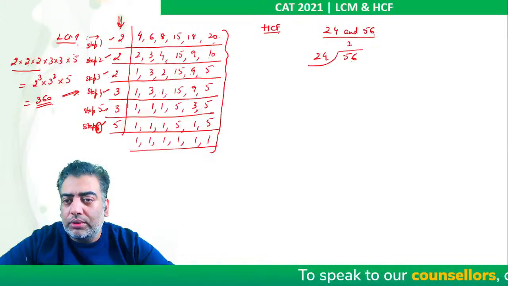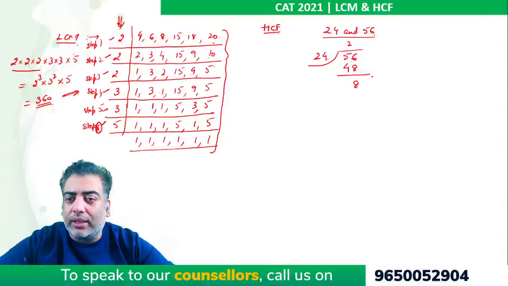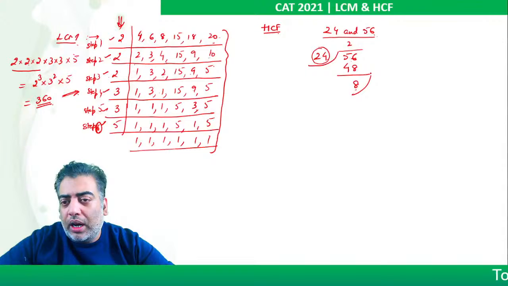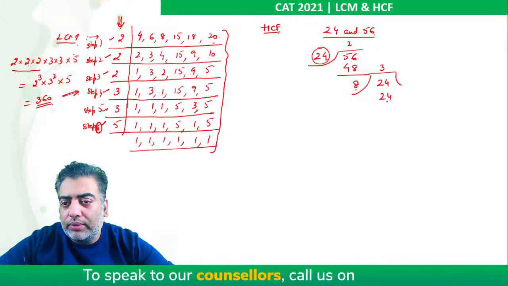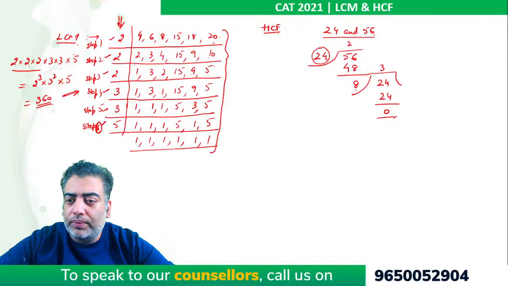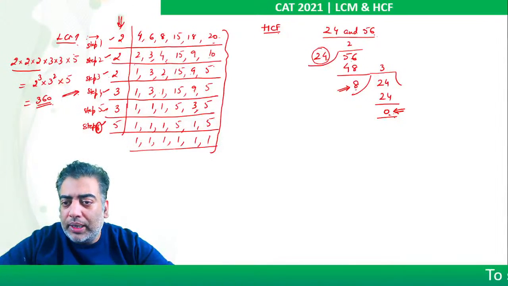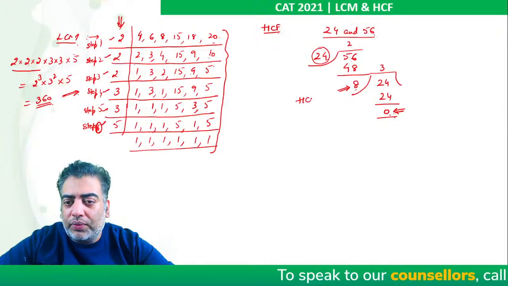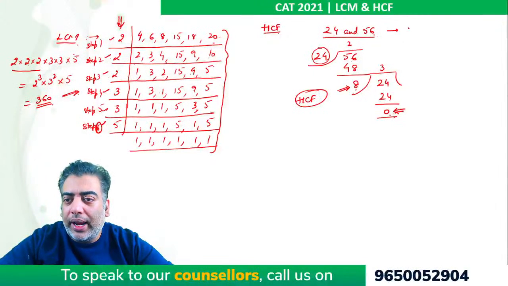So 24 into 2 is 48. So the difference of these two comes out to be 8. Now we will keep this as divisor and this number becomes our dividend. So it will be now 24 divided by 8. So 8 times 3 is 24 and the remainder comes out to be 0. The divisor for which you got 0 as a remainder, so this is the divisor which gave us 0 as the remainder. So this divisor will be the HCF of the given numbers. So HCF of 24 and 56 comes out to be 8.